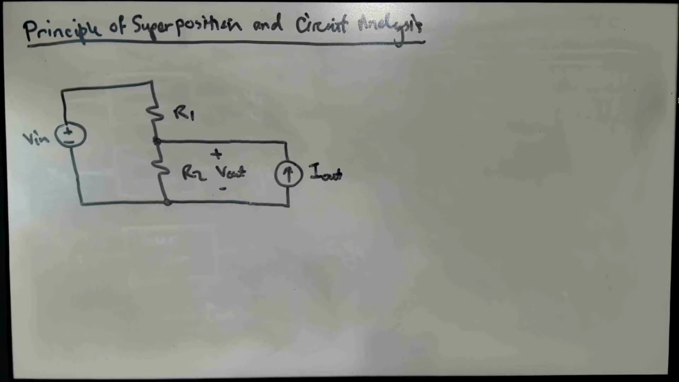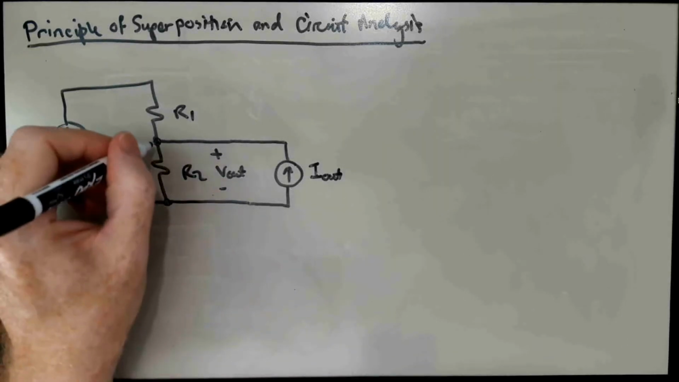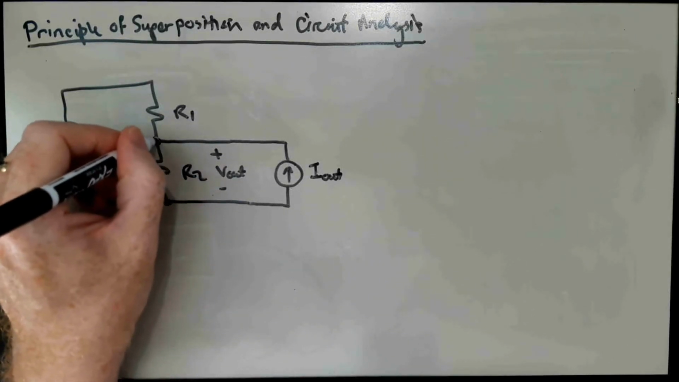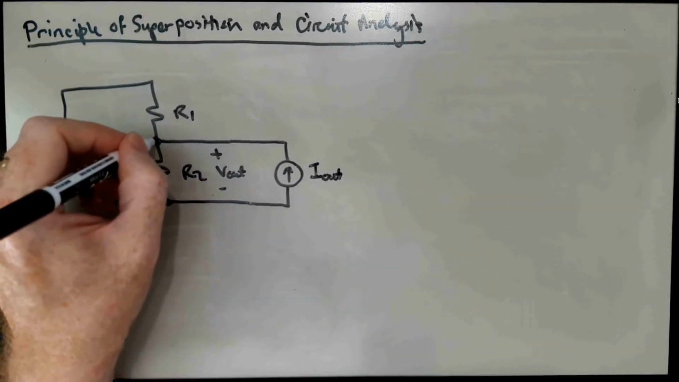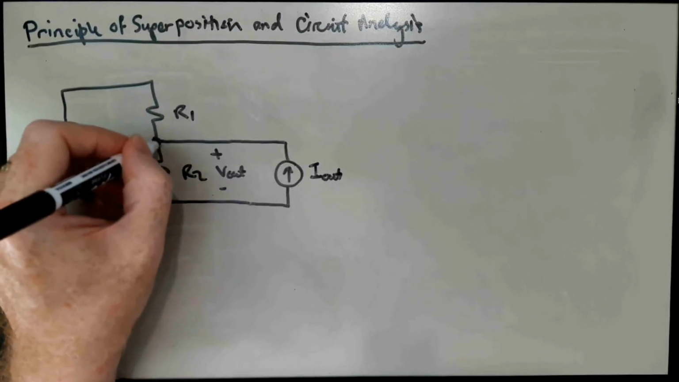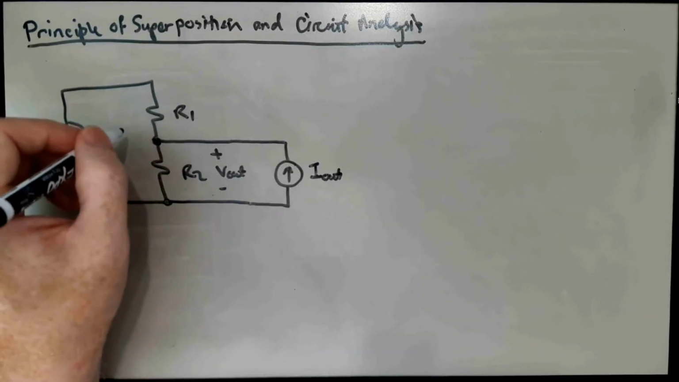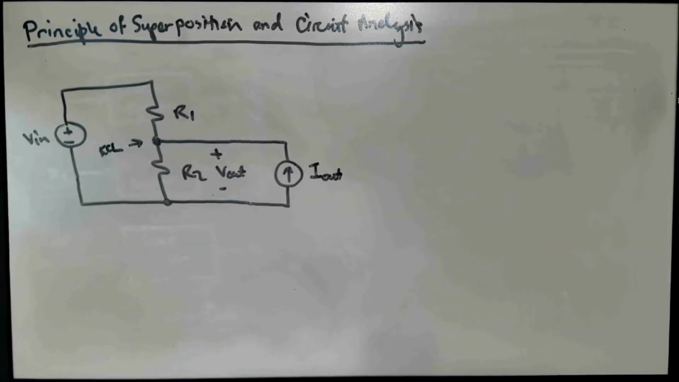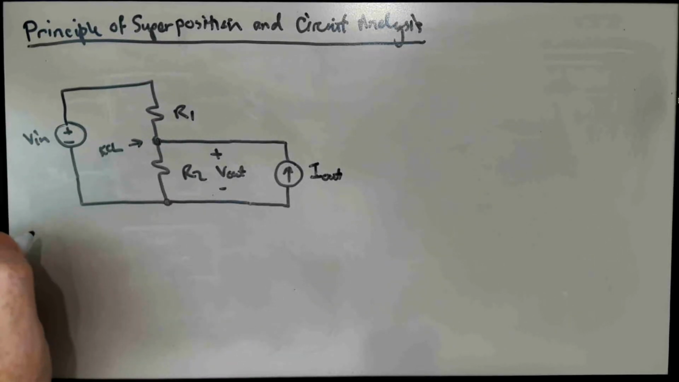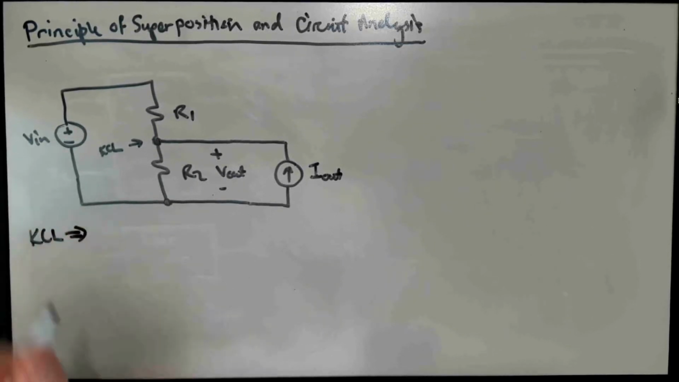May become apparent even now, but the first thing we're going to do is apply Kirchhoff's current law to solve the whole thing together. We're going to apply Kirchhoff's current law at this node here, at the output node. And so KCL, I feel like this is sort of a one-node nodal analysis.